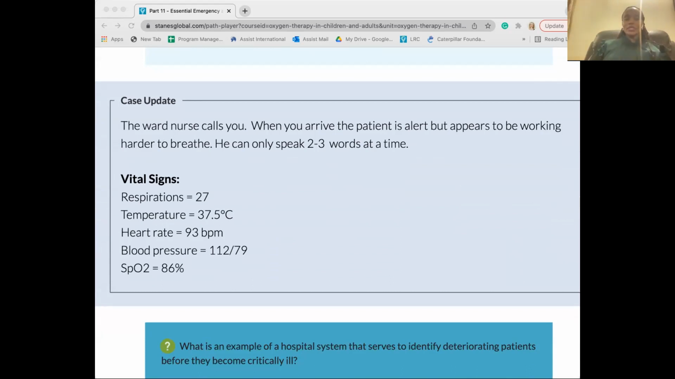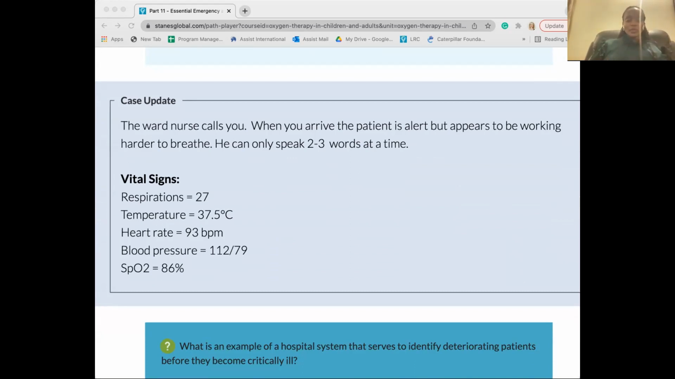The ward nurse calls you when you arrive at the hospital. When you arrive, the patient is alert but appears to be breathing harder, and he can only speak 2 to 3 words at a time. So we can see his saturation is low, his respiration is at 27, he's afebrile, heart rate is still fine, blood pressure is fine, but SpO2 is low.